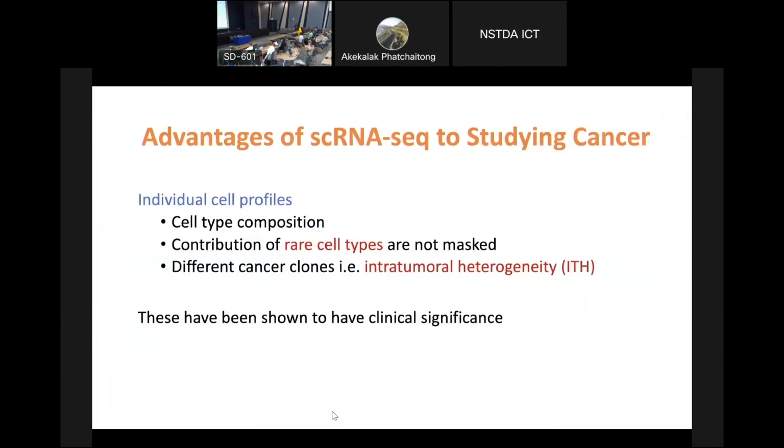So some of the advantages of studying scRNA-seq, as I mentioned earlier, are for cancer. Why cancer? Because in the case of cancer it's important to target the therapy cell by cell, so we can determine the composition of the cells. We can find out if there are rare cell types that are maybe masked in general. And you can also find different cancer clones that could be subject to intratumoral heterogeneity, right? And this has been shown to have clinical significance.